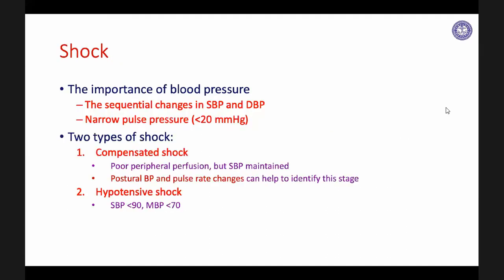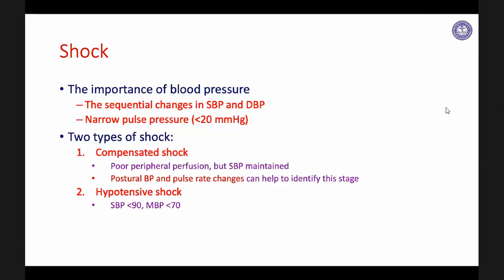Now talking about shock, you must remember the blood pressure changes, the sequential changes in the systolic and diastolic blood pressures. As you remember, first of all, what happens is the diastolic pressure rises and the pulse pressure narrows. The second thing that happens is that the systolic pressure falls. So the systolic pressure alone can be misleading. You must check the systolic and the diastolic and check the pulse pressure also. And usually we like to keep the pulse pressure at least 25.